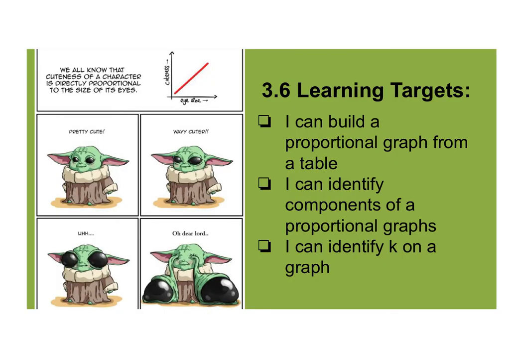Our learning targets for this lesson are: I can build a proportional graph from a table, I can identify components of a proportional graph, and I can identify K, the constant of proportionality, on a graph.